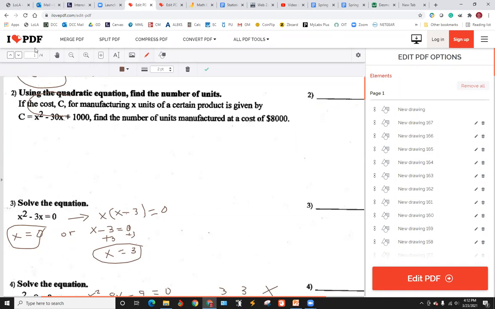Remember, what this is saying is C is equal to 8,000. All you're going to do is just replace C with 8,000 and then simplify.